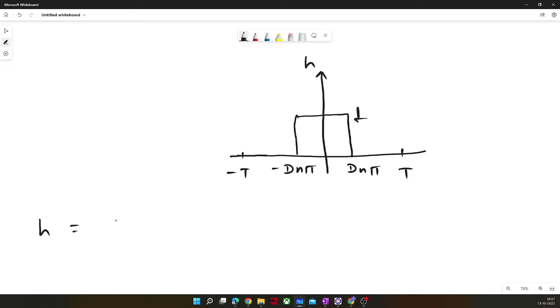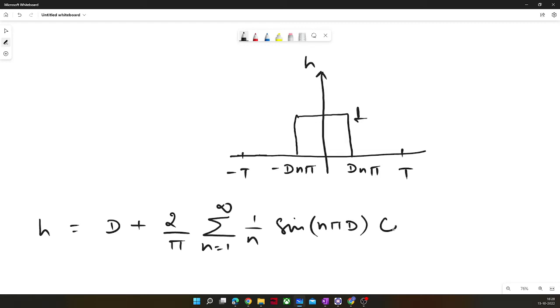So h would be d plus 2 by pi, summation n equal to 1 to infinity, 1 by n sine n pi d cos n omega t. So this waveform, I just wanted to generalize.